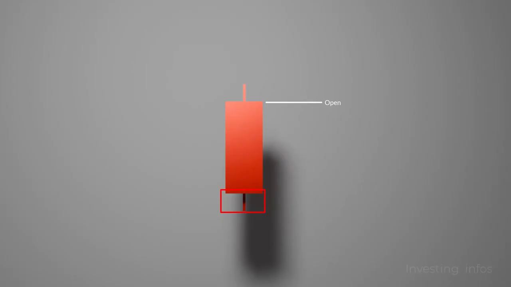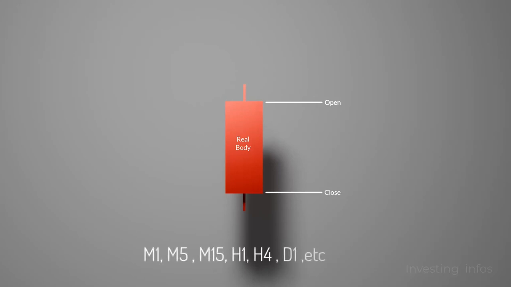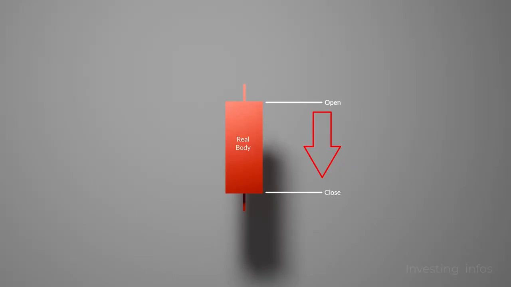The time has passed and now the candle is closed. And once the candle is closed, we have the close of the candle. The real body of the candle is determined by the close and open price. Remember that each candle represents a specific time frame, which is selectable from your trading platform. When the close price is lower than the open price, we have a bearish candle.